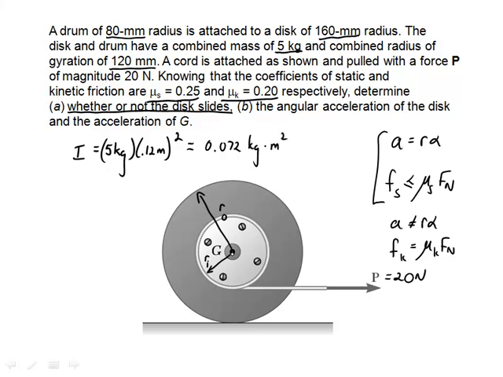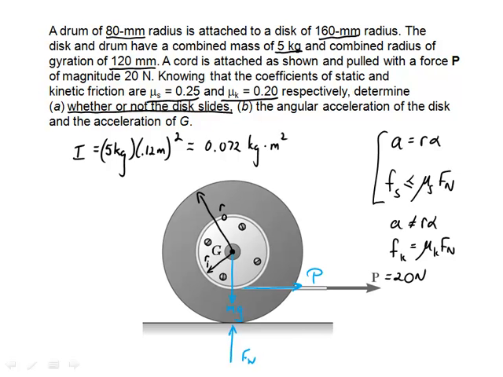So I've got a gravitational force, mg, and that's due to the Earth, acting on my system, the drum and the disc. There's a tension to the right of P, that's 20 newtons. That's due to the cord acting on my disc drum system. There's a normal force here at the bottom. That's due to the ground acting on the disc drum system. And then there's a frictional force.